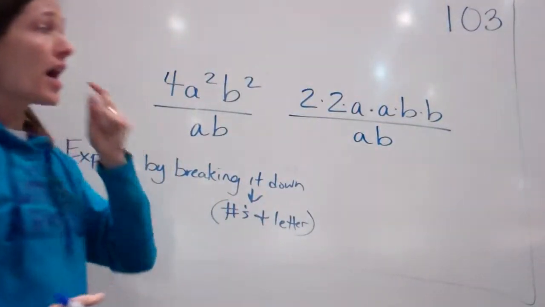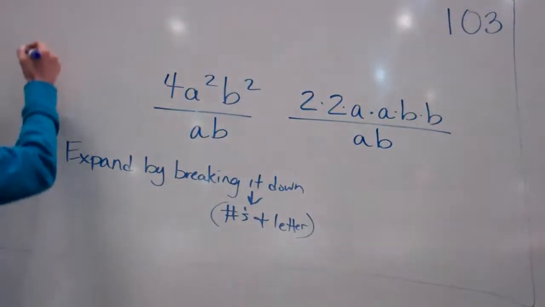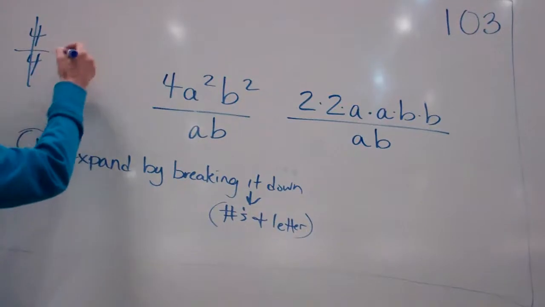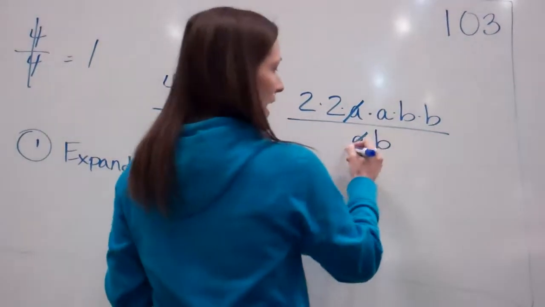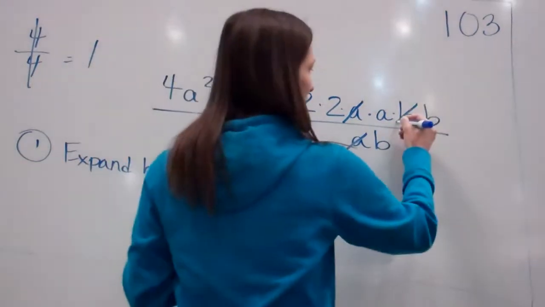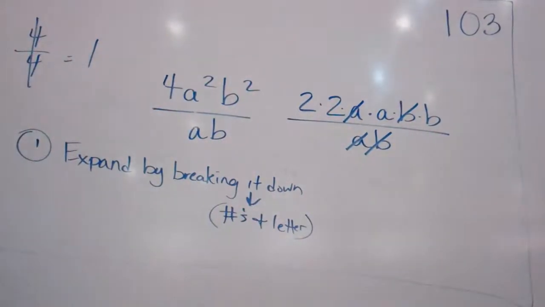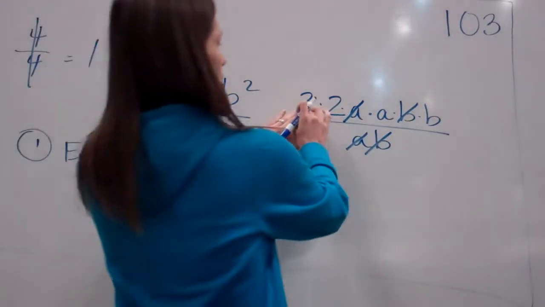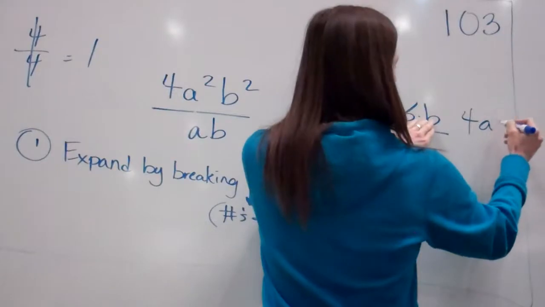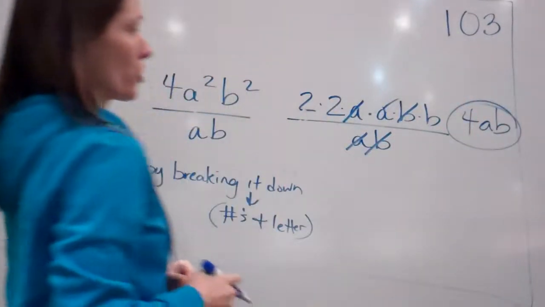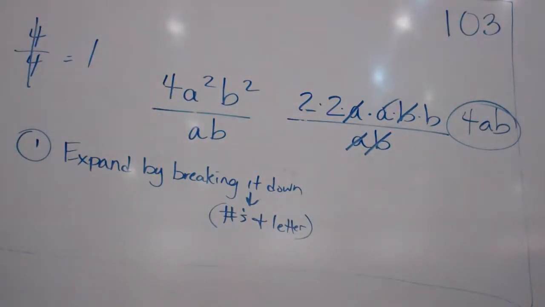AB. And because we are dividing, just like if I had 4 out of 4, we could cross it out and have 1. It's the same principle. The A and the A cross out. The B and the B cross out. So what do I have left? 2 times 2 is 4, A, B. And that is my answer, because everything else crossed out.